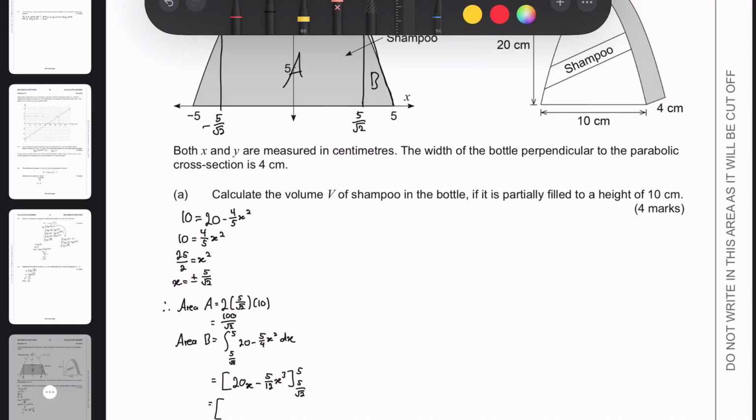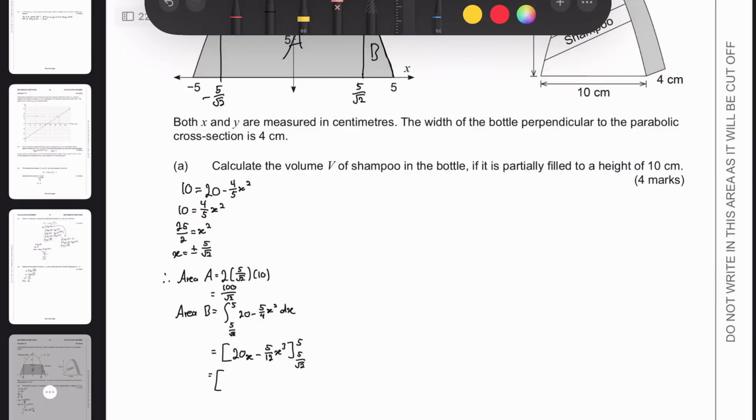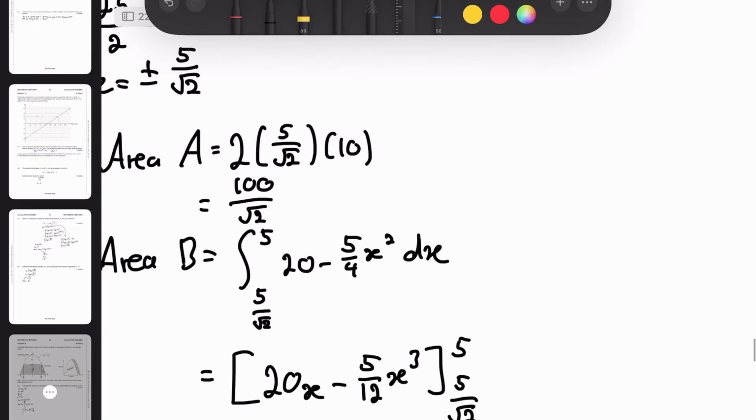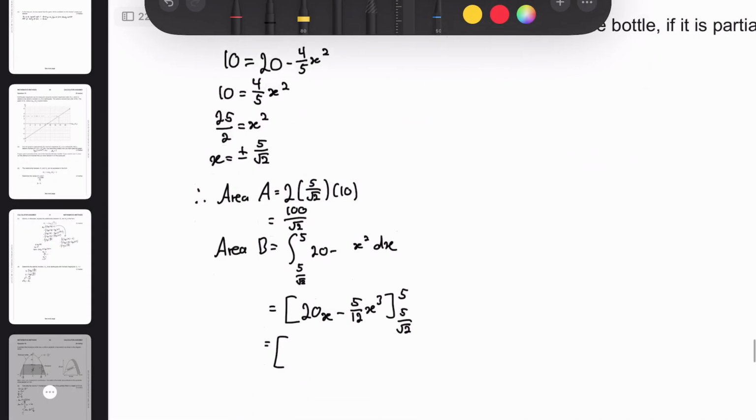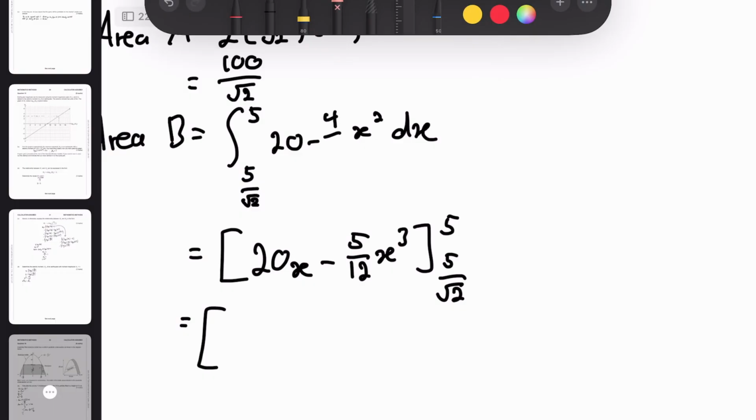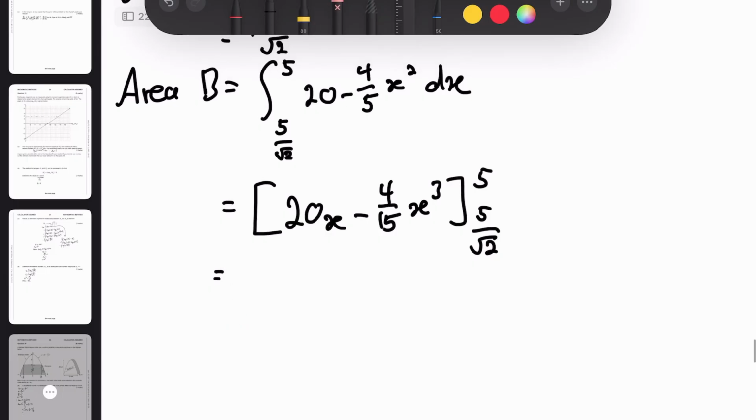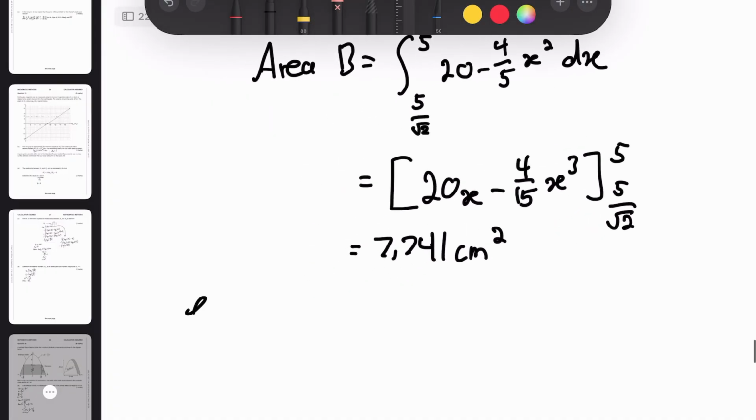Let's see, 5x squared on 4. Oh, 4 on 5x squared. So then this would be 4 on 15. Oopsies. Okay, so that's giving me 7.741 centimeters squared.